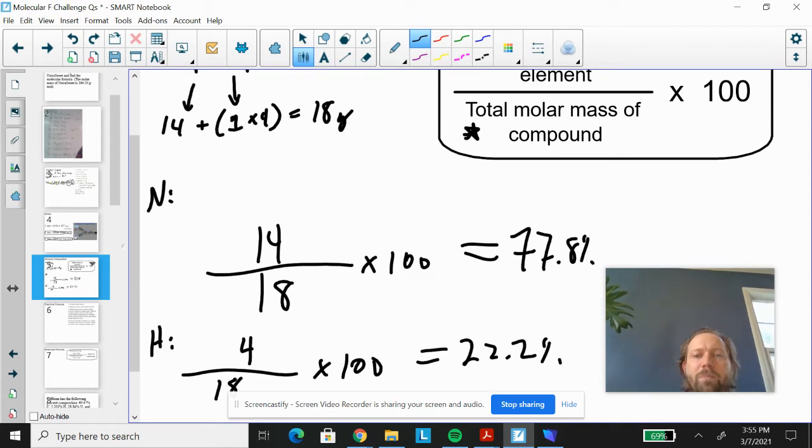Okay. A good way of checking to make sure that you did it right is by making sure that these percentages of each of the elements in a compound add up to 100%, and they do. And that's really it.